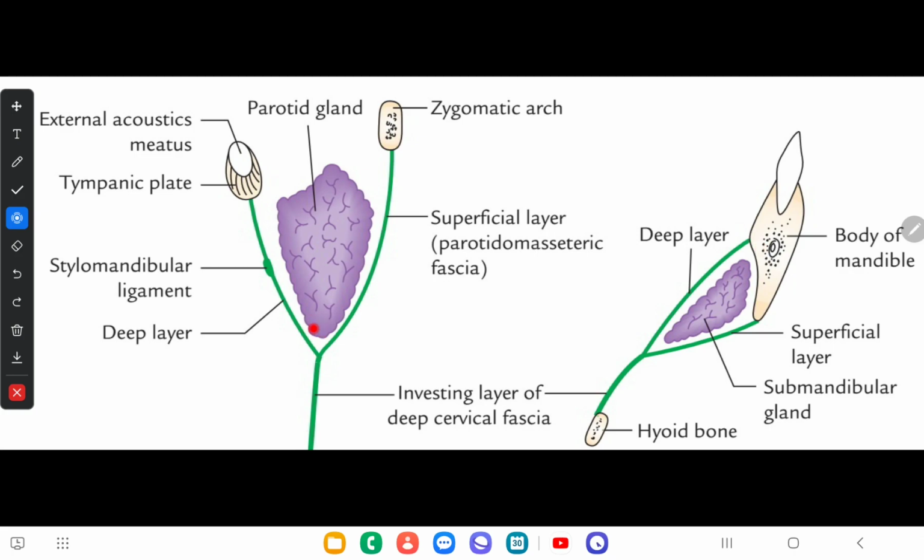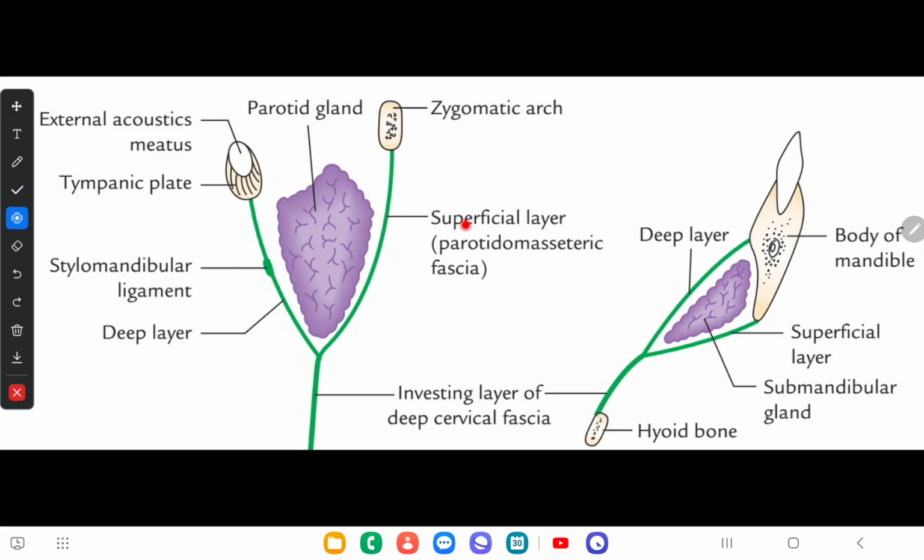At the lower end of the parotid gland, the investing layer of the deep fascia also splits into two, a deep layer and a superficial layer. Then the superficial layer attaches to the zygomatic arch and the deep layer attaches to the tympanic plate of the external acoustic meatus. So it encloses the parotid gland as well.